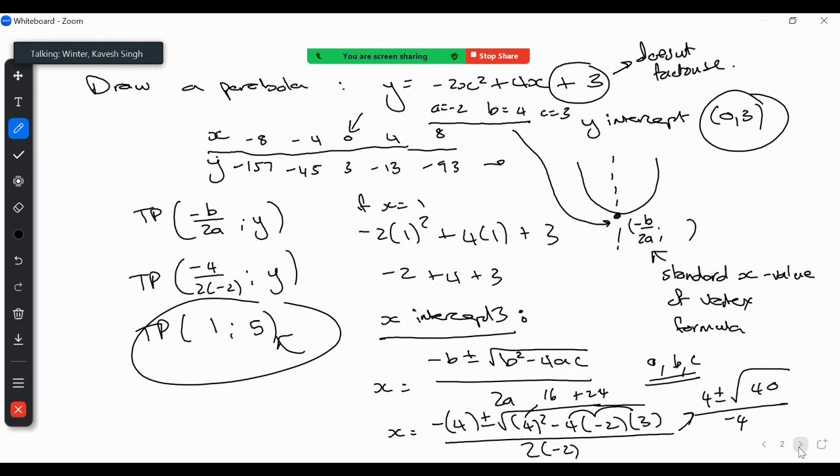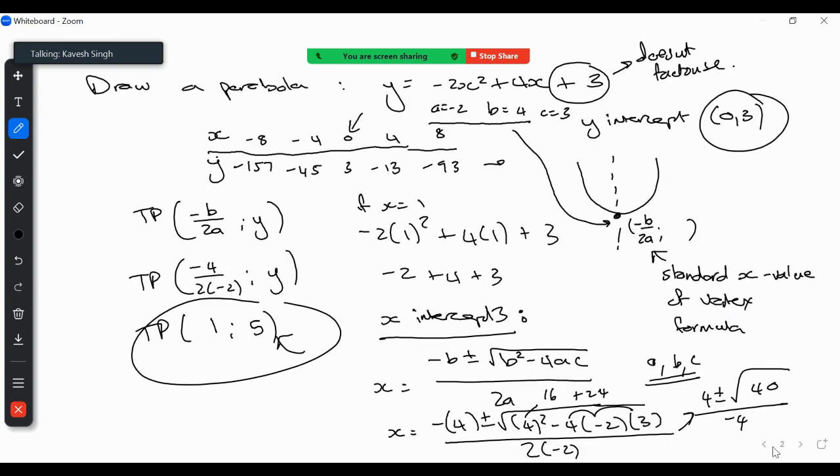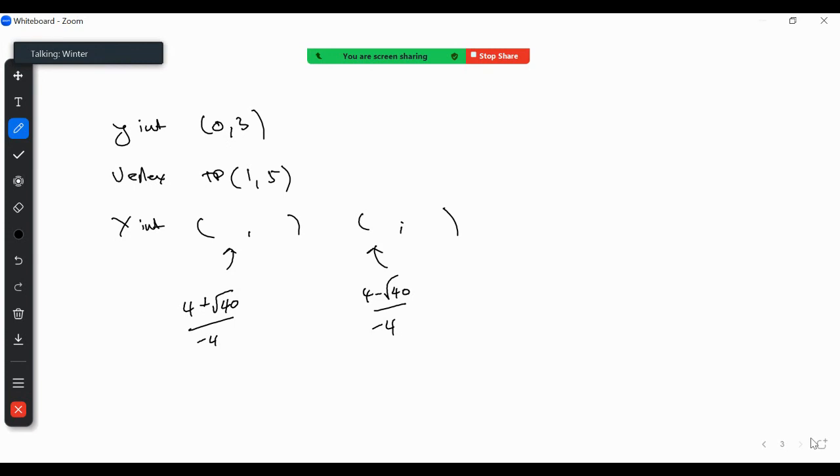4 plus root 40 over negative 4. Let's quickly work that one out. And this one, 4 minus root 40 over negative 4. Okay, let's have a look at that. On the calculator, press the fraction button, 4 plus root 40 over negative 4 is negative 2.58, and 0. Keep it in your calculator to save time, and then just change the plus into a minus.